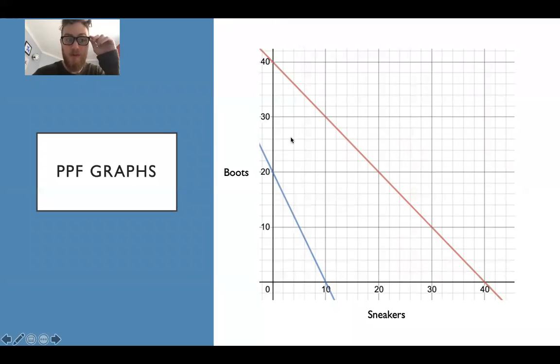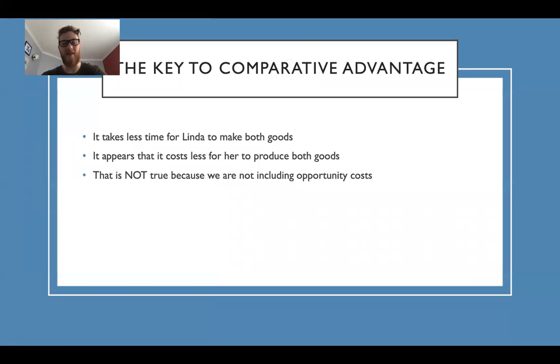Over here, I drew the PPF graphs. I drew it on the same graph because it looks nicer on my computer, easier for you guys to see. So over here we have Linda's PPF graph in the red and Zhang's in the blue. Now Linda has absolute advantage. She can produce all of this that Zhang cannot produce. Just giving you guys the illustration. So now the key to comparative advantage: it takes less time for Linda to make both goods. So it appears that it costs less for her to produce both goods. But that is not true because we are not including the opportunity costs.